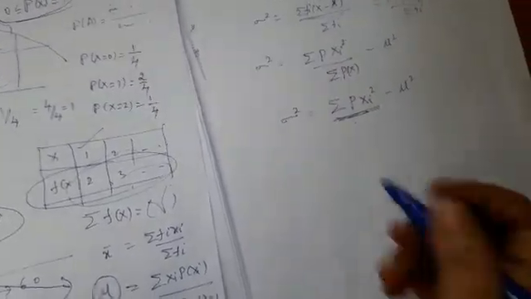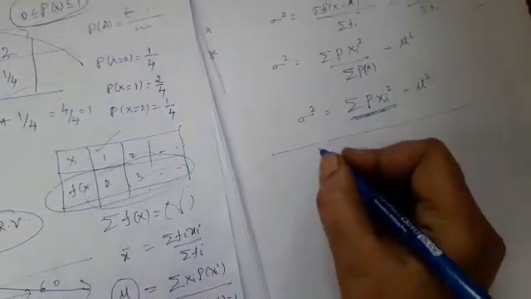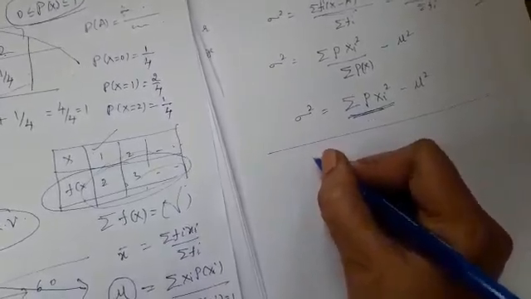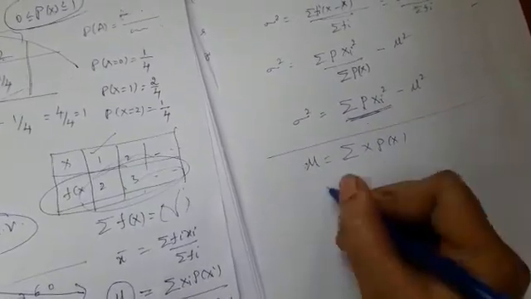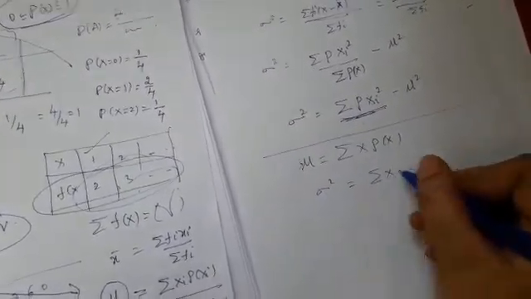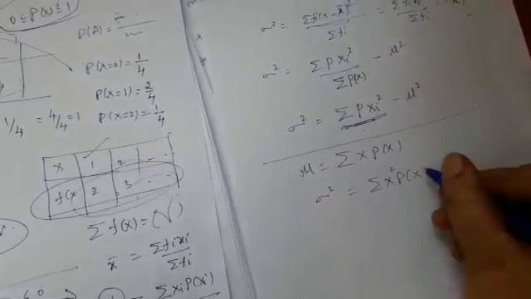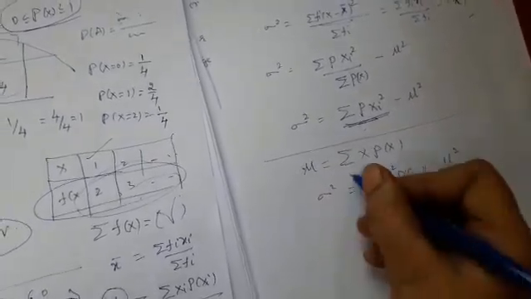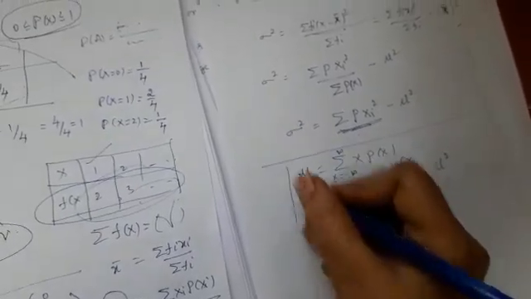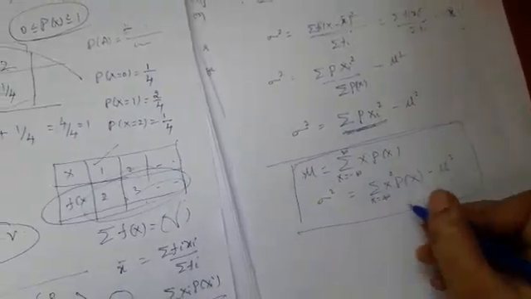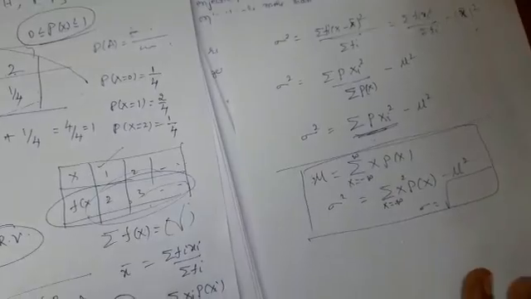Therefore, how did we get this formula? From statistics only. Finally, if you want to find the mean of a discrete random variable distribution, the formula is mu equal to sigma x into p of x. The formula for variance is sigma x square into p of x minus mu square, for x ranging from minus infinity to plus infinity. This is the formula for finding mean and variance. The square root of the variance is given as the standard deviation. Now before moving to the next step, there is one important thing I want to explain.